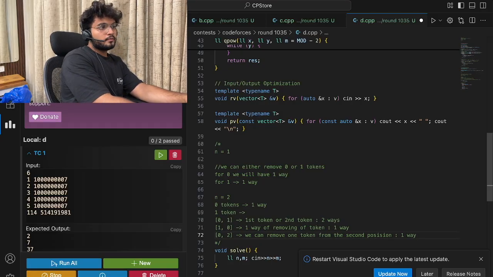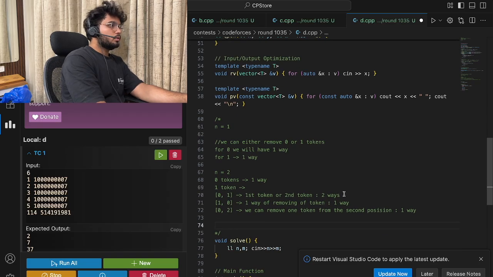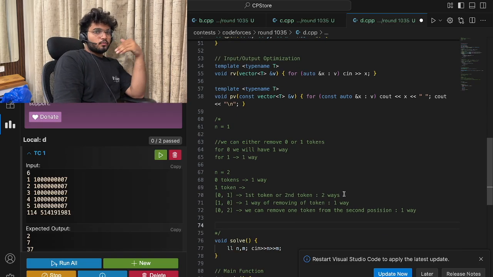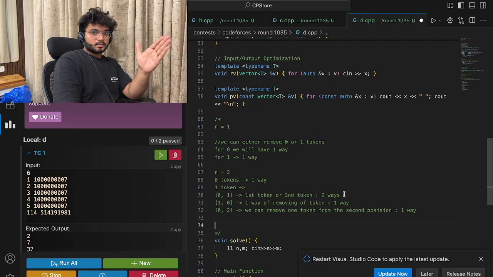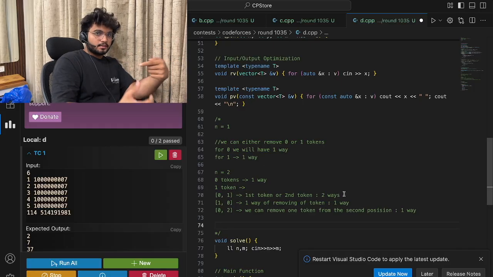So total number of ways is 4. See, we are removing either first or the second token only, right? But we still have 4 ways because for different sequences, we need to add all of the ways, right?